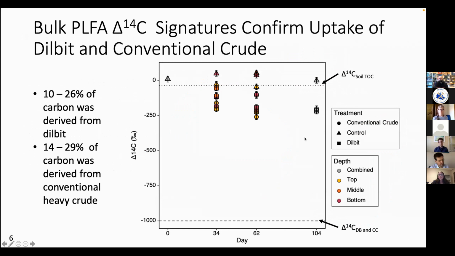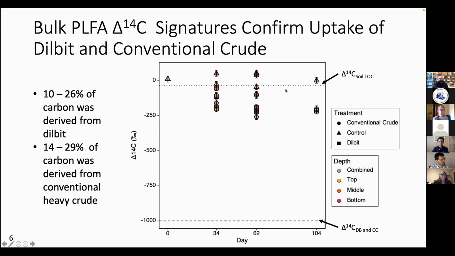So the results of the radiocarbon analysis basically confirmed that there was microbial uptake of both dilbit and conventional heavy crude. So here I have this graph. On the y-axis, it shows the carbon-14 values. And then the x-axis is just showing the progression through the exposure.